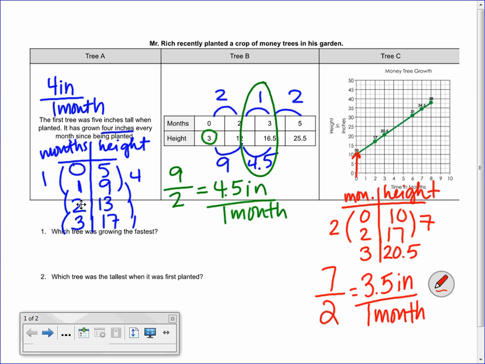Go ahead and pause and try to answer 1, 2, and 3, and then play when you've finished.